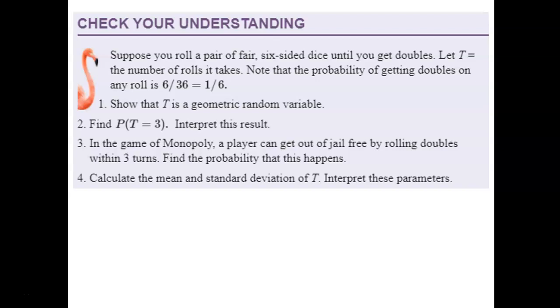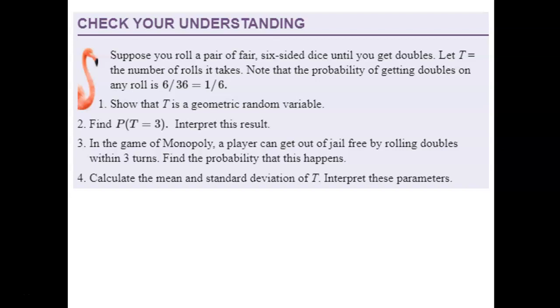Let's check our understanding. Suppose you roll a pair of fair six-sided dice until you get doubles. Let t equal the number of rolls it takes. Note that the probability of getting doubles on any roll is 6 out of 36, which can reduce to 1/6, so that way we can write our formulas a little nicer. First, they want us to show that t is a geometric random variable. Then find the probability of exactly 3 rolls, and interpret that.